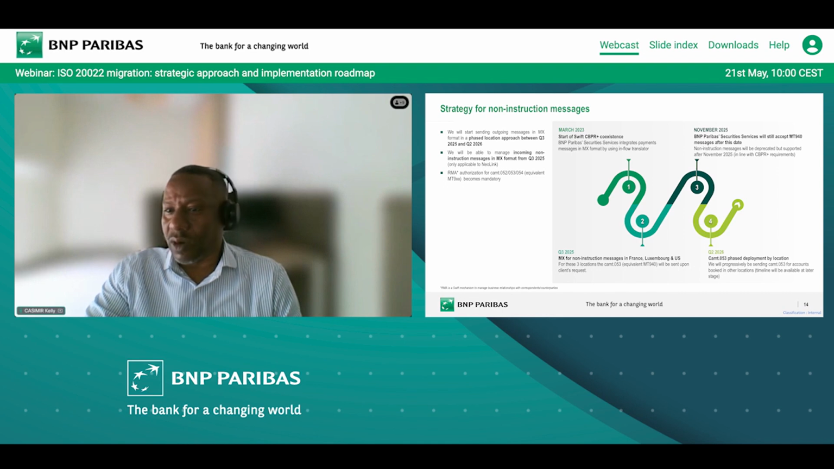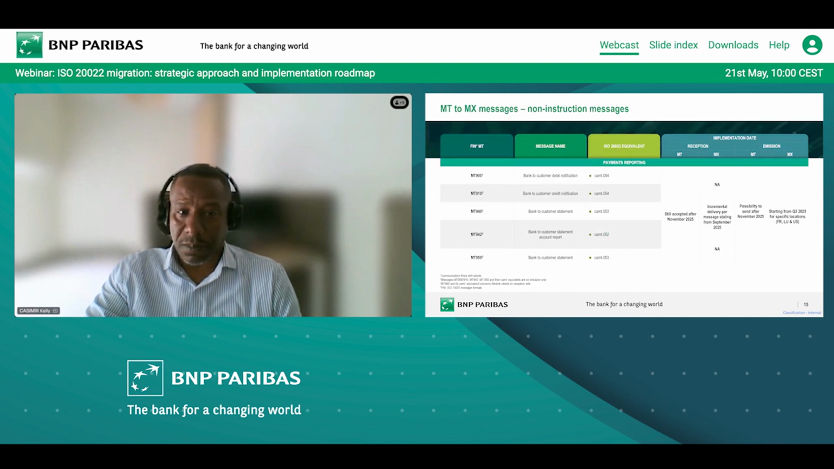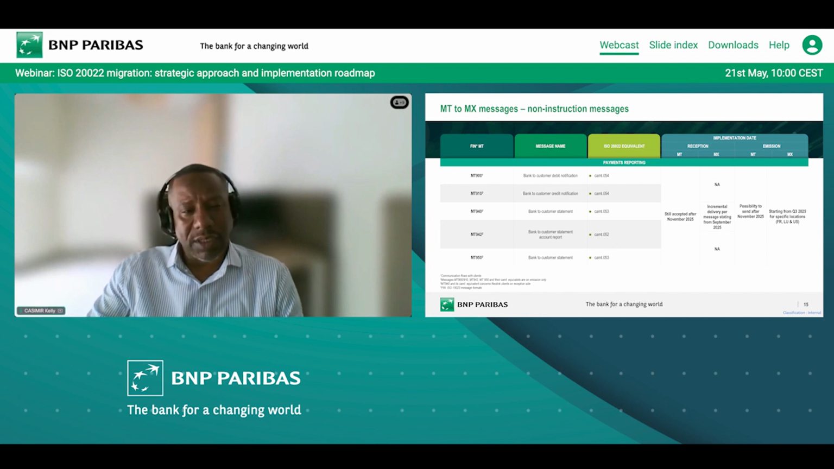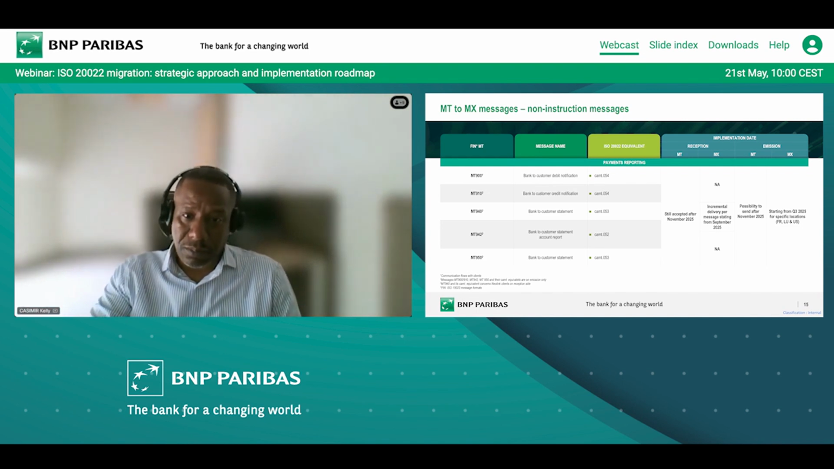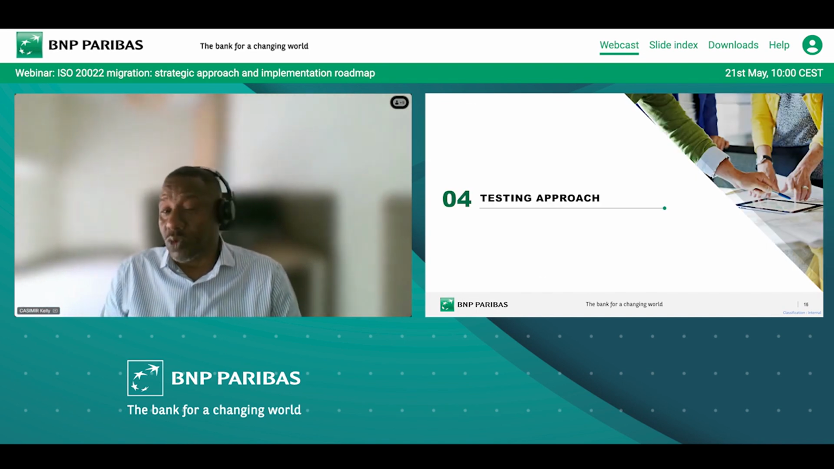So now let's move on to the testing strategy. Here there is the table, the same as for the payment. You can see the table with the MT to MX message equivalents and the scope of the messages managed by BNP Paribas Securities Services. So, moving to the testing approach.